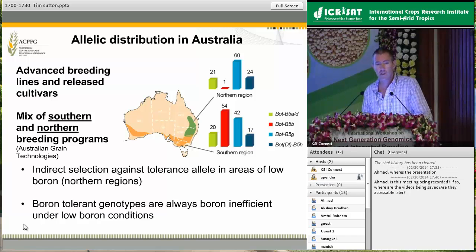There are actually no examples of wheat lines bred for the northern low boron regions in Australia that contain the tolerance locus. So there's obviously been indirect selection for the tolerance allele in these areas, and this may seem obvious, but in fact it's information that was new. The breeders didn't know this. And what we see now is also that tolerant genotypes are always inefficient under low boron conditions.